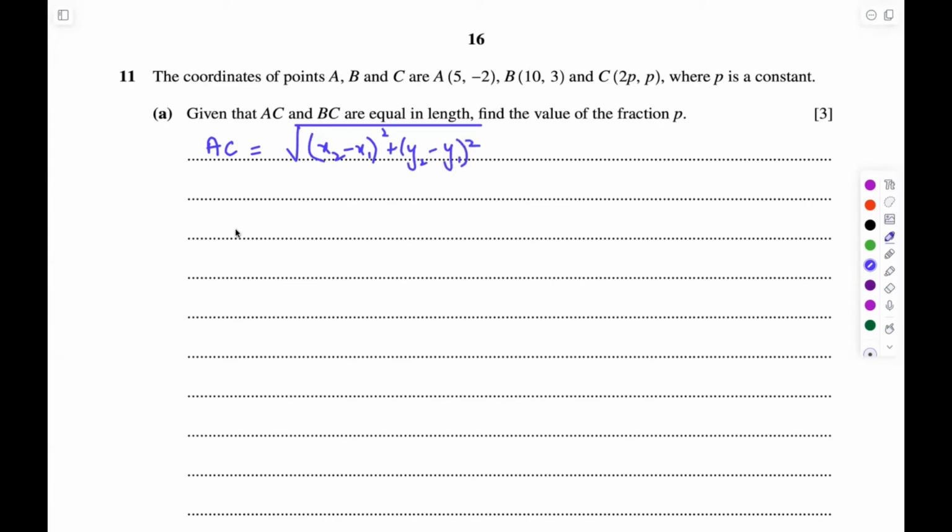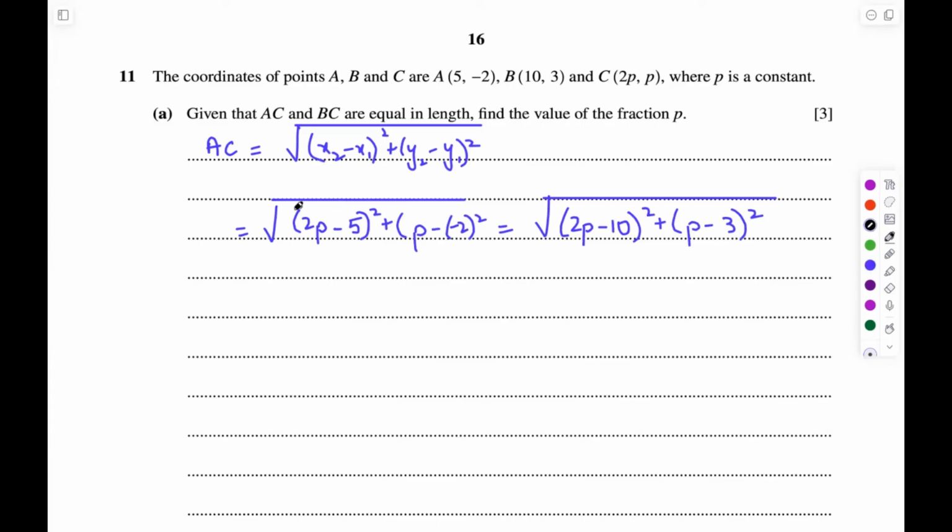Now, finding the length of AC, we can take x2 as 2p, so that will become square root of 2p minus the x-coordinate of A, which is 5, so 2p minus 5 whole squared, plus the y-coordinate of C is p, so p minus 2 whole squared, and that is equal to BC. Applying the same formula to BC, that will become 2p minus the x-coordinate of B, which is 10, whole squared, plus p minus the y-coordinate of B, which is 3, whole squared. Now we can cut off the square roots by taking the square on both sides, so the square roots will cancel out.